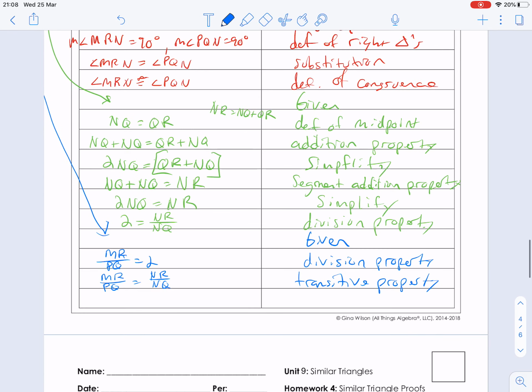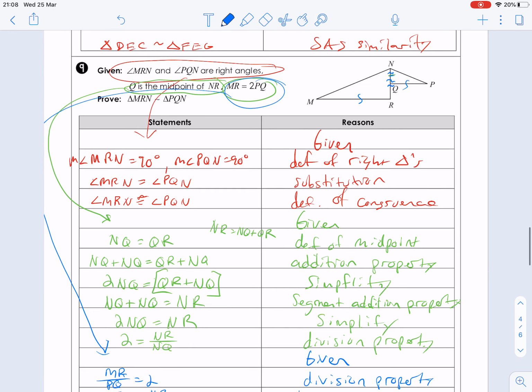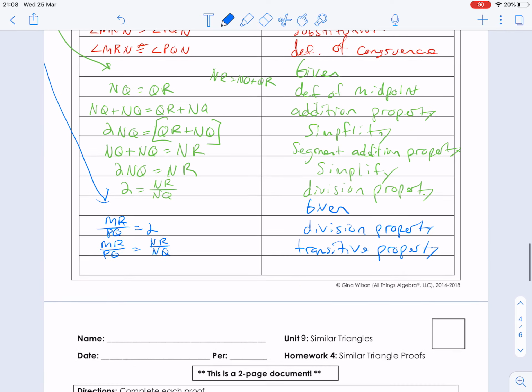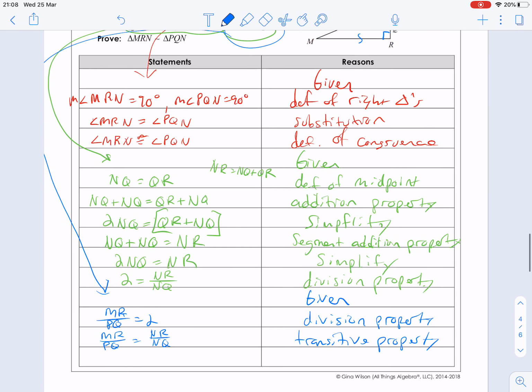we could say SAS similarity, because don't we have an angle? Yeah, it tells us these are both right, so it's between those. So we get our final answer. MRN is similar to PQN because of SAS. That's it. All right, see you guys.